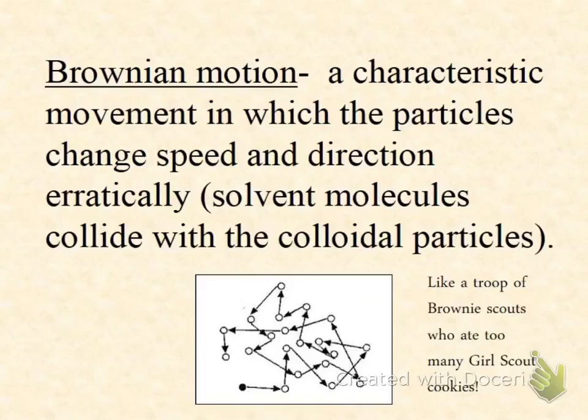Brownian motion is a characteristic movement in which the particles change speed and direction. It's very erratic, and it's because the solvent molecules are colliding with the colloidal particles, okay? And so it's just random movement. And you can actually see that under a microscope. It's kind of cool.